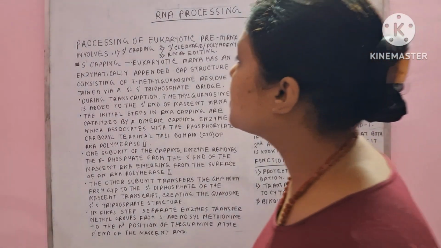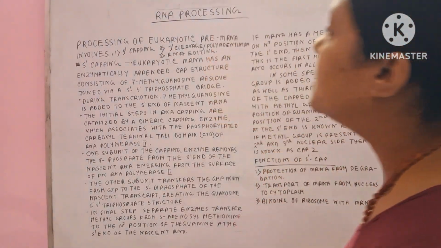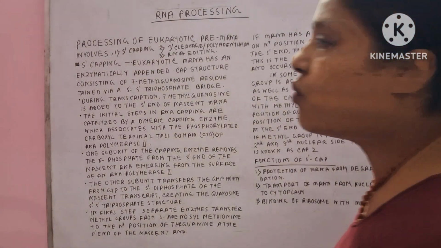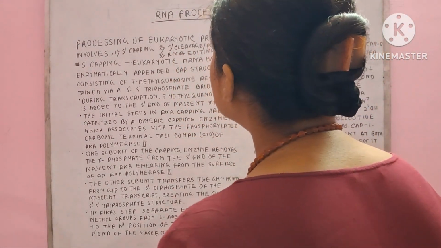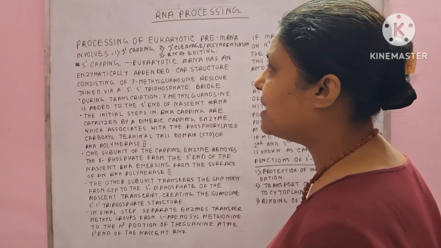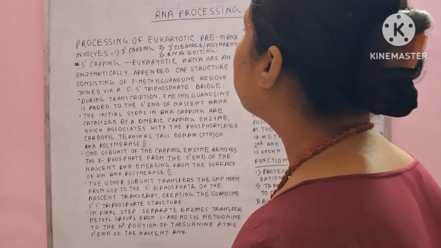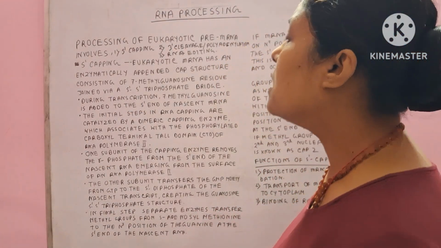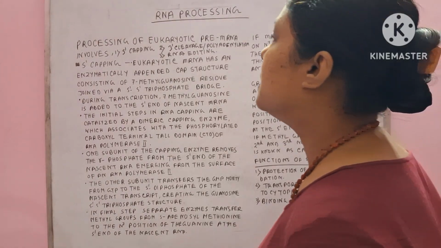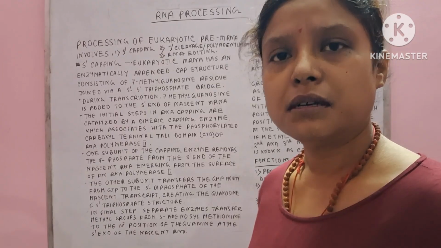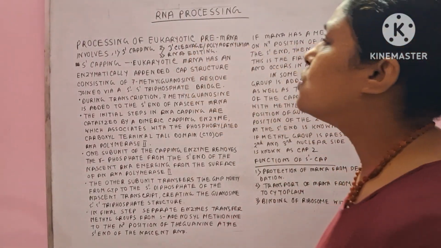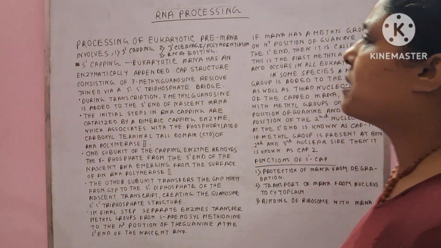The RNA processing involves three processes. One is the 5' capping, two is the 3' cleavage or polyadenylation, and three is the RNA editing. Okay, these three important processes are involved in the RNA processing procedure. Okay, so this is the 5' capping.